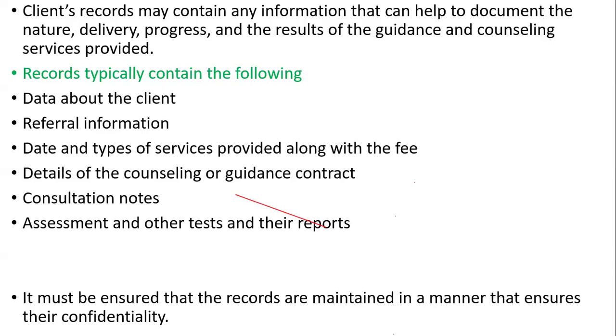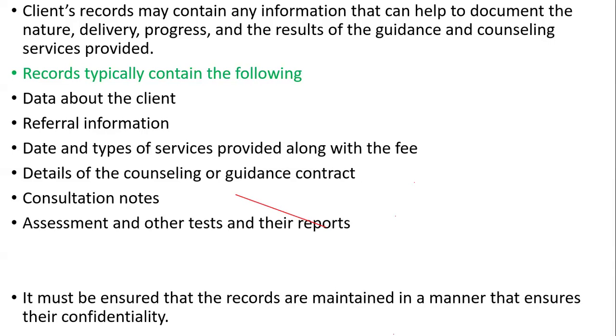Okay, client's records contain any information that can help to document the nature, delivery, progress, and the result of the guidance and counseling services provided. Okay, a client's record may contain any information. What are the pieces of information that can be included in the records? Nature of the counseling intervention at the interview or counseling session, delivery, how it was done, the progress of the client, results of the guidance and counseling service provided. All these things are in the records.